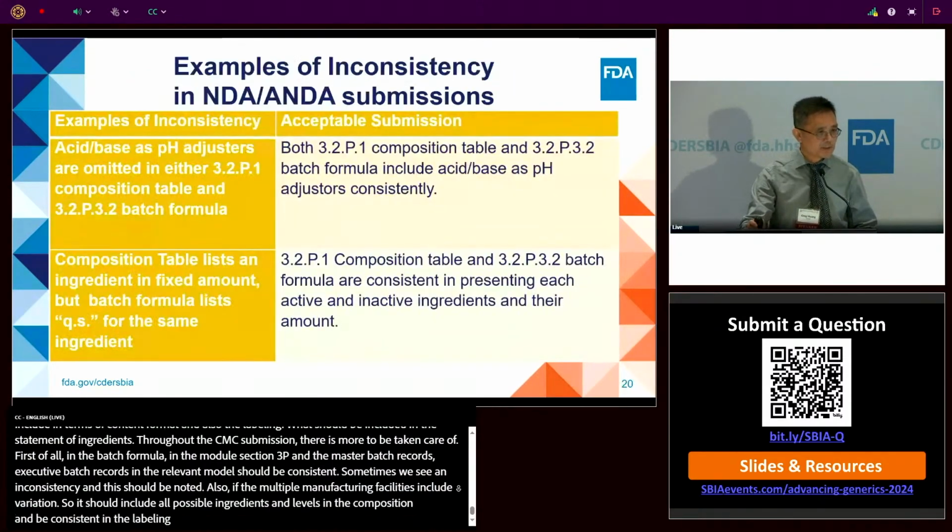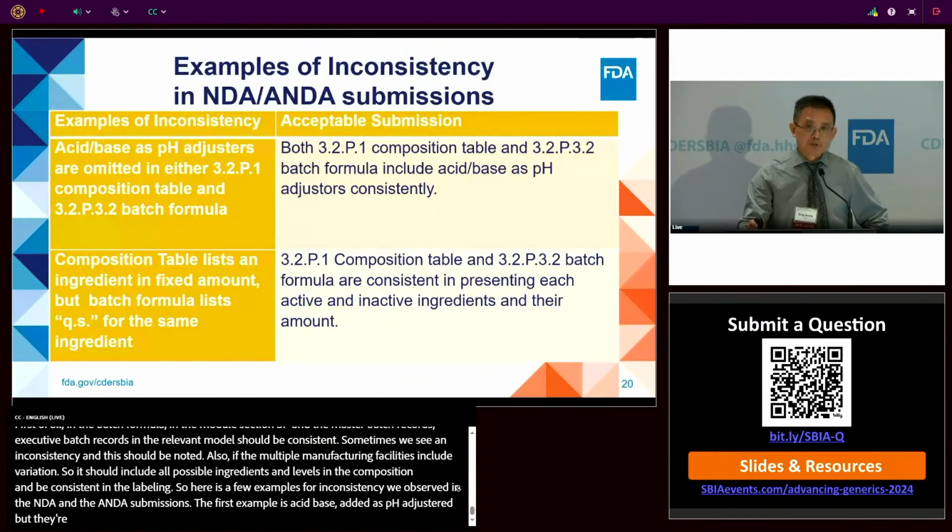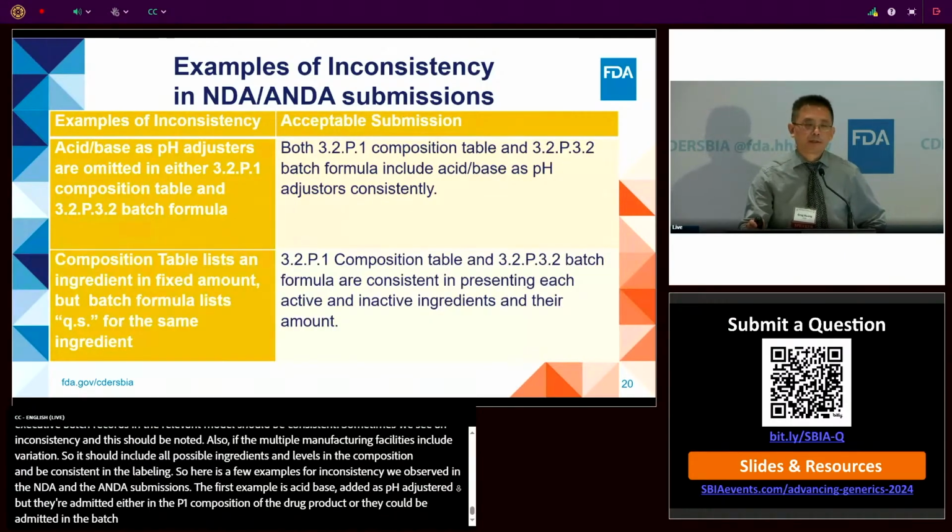So here are a few examples of inconsistency we observe in the NDA and ANDA submissions. First example is acid or base added as pH adjusters, but they are omitted either in the P1 composition of the drug product, or they could be omitted in the batch formula. So we need to make sure that the composition table in P1 and the batch formula include consistent information about the pH adjuster.